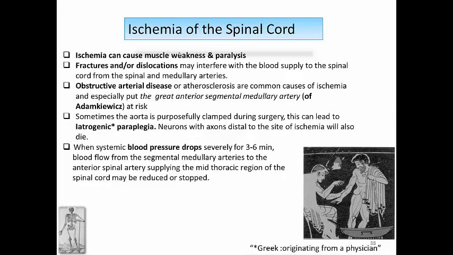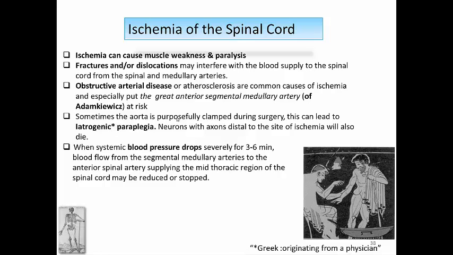The Artery of Adamkiewicz especially is very important because if this becomes occluded, it leads to ischemia of the spinal cord. And ischemia of the spinal cord can cause muscle weakness and irreversible paralysis. Some reasons for this could be, for instance, fractures or dislocations, so we could say traumatic injuries, but also obstructive arterial disease like atherosclerosis are common causes of ischemia. It is also possible, though, that we are dealing with an iatrogenic injury, which would mean that it is an injury that is actually caused by a physician.